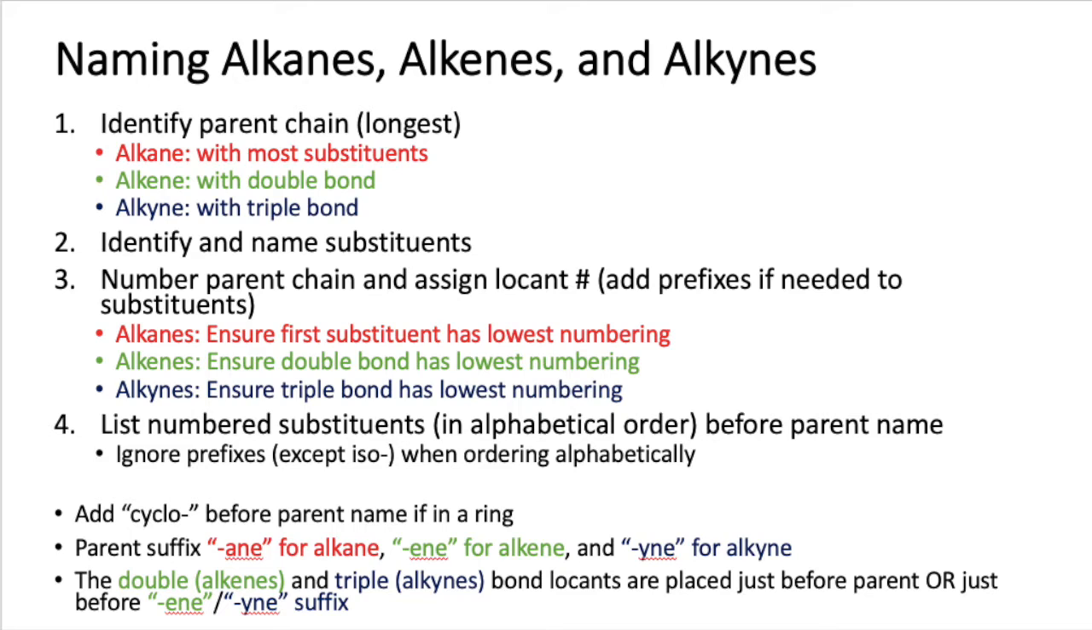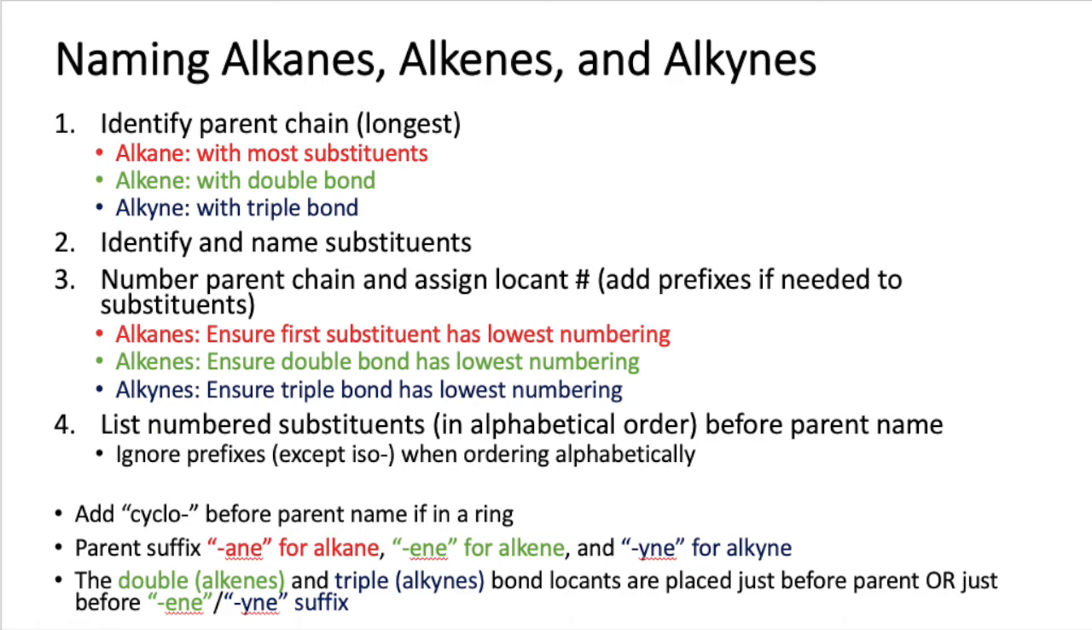So to name them, the first step is to identify the parent chain, which is the longest chain. For alkanes, it's the longest with the most substituents. For alkenes, it's the longest with the double bond, and for alkynes, it's the longest with the triple bond. Because if you remember, alkanes are all single bonds, alkenes include at least one double bond, and alkynes include at least one triple bond. Step 2 is just identifying and naming the substituents, which are basically the little things that are hanging off of the parent chain.